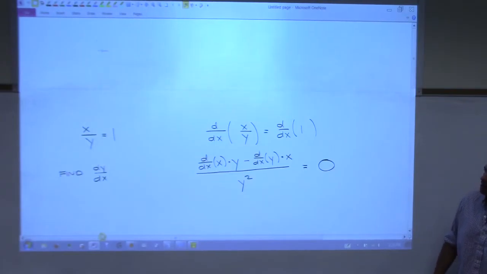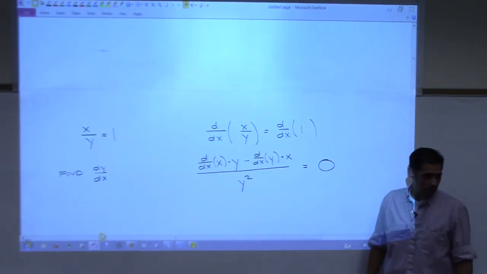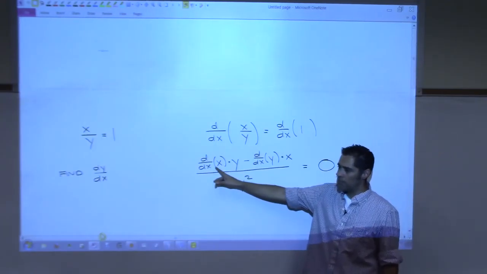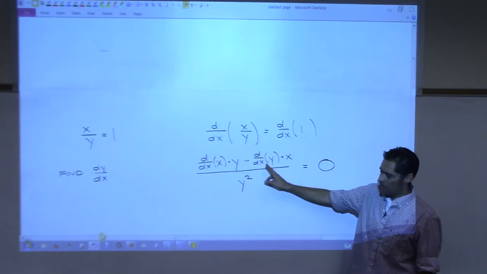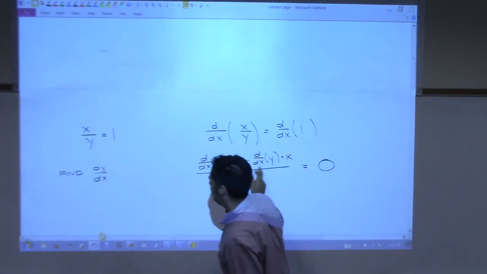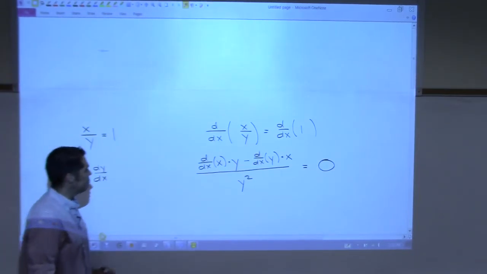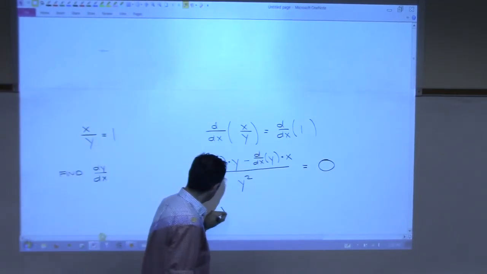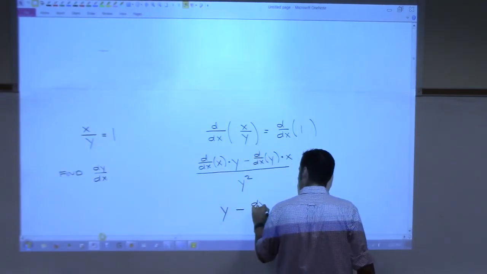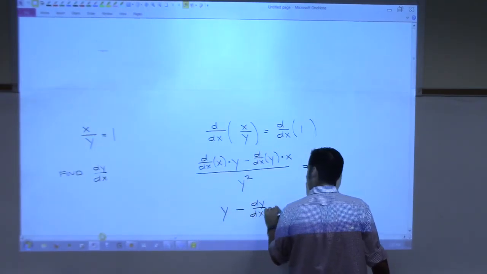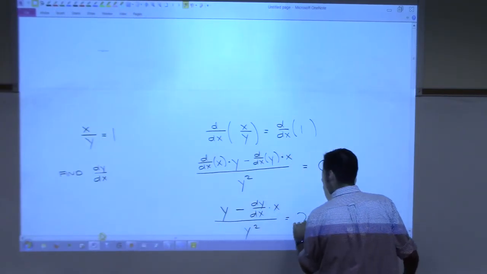All right, what is the top left right there? x. The derivative of x with respect to x, that's just a 1. What is this one right here? dy/dx. And that's good because that's what I'm trying to find, right? So the fact that it appears there is a good thing. So I have 1 times y, which is y, minus dy/dx times x, over y squared, equals 0.